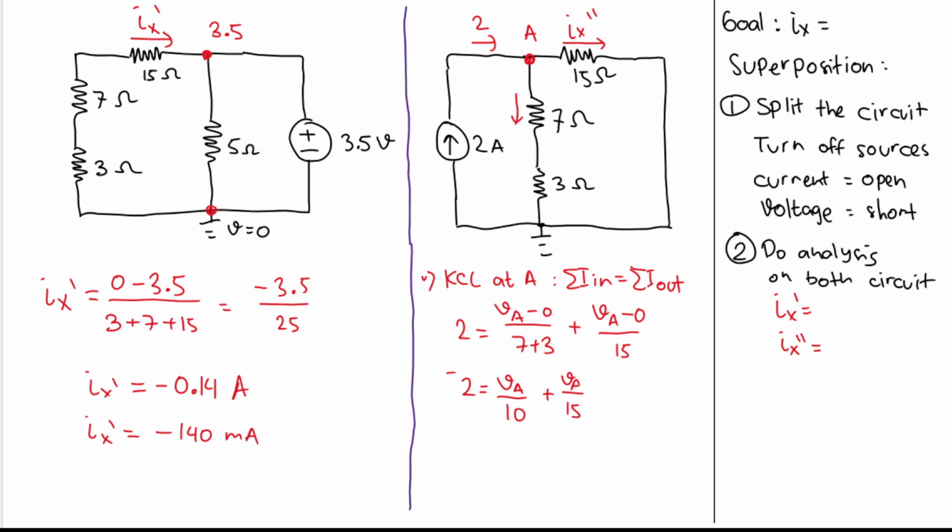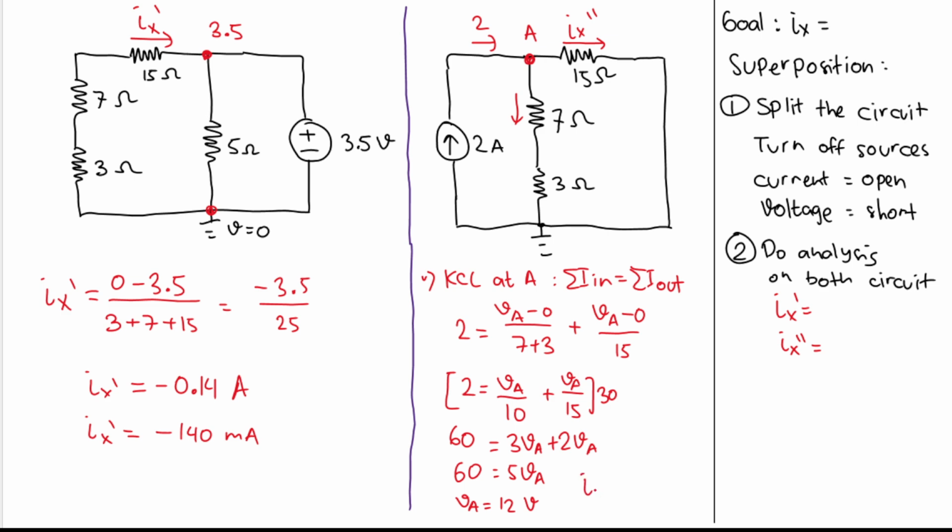Good. Multiply both sides here by 30. And we will have, what is it? 60. And this 10 and 30 will cancel into 3. So we'll have 3 VA and then plus 2 VA, or 60 is equal to 5 VA. And then we will have VA is equal to 12 volt. But then if VA is 12 volt, we can calculate Ix double prime.